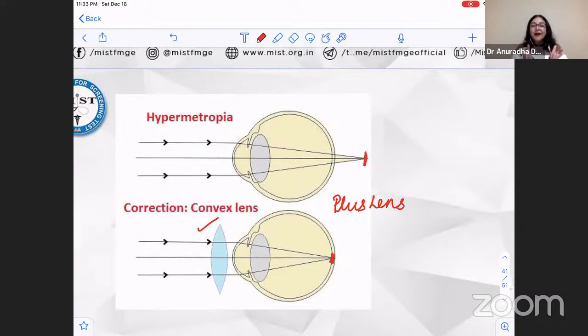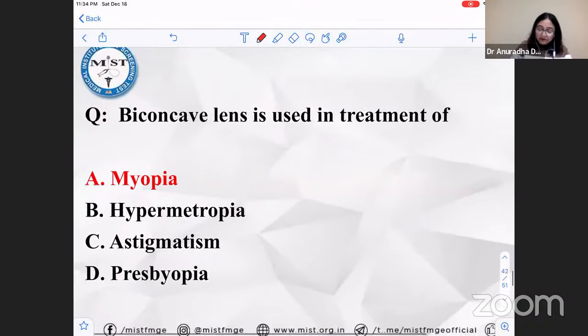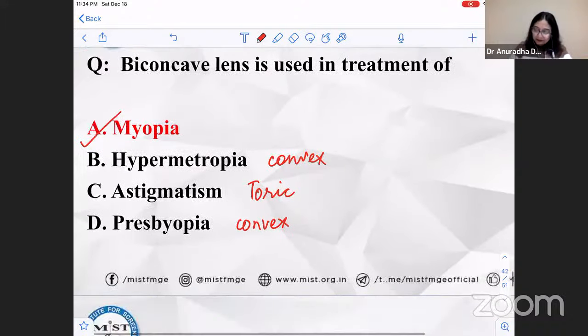They have to be, of course, biconvex and biconcave. So that will be the term which has been used here. So the answer to this question is biconcave lens is used in myopia. For hypermetropia, we use convex lens. For astigmatism, we use cylindrical or toric lens. For presbyopia, again we use convex lens. So biconcave for myopia. So this was a simple, straightforward question.